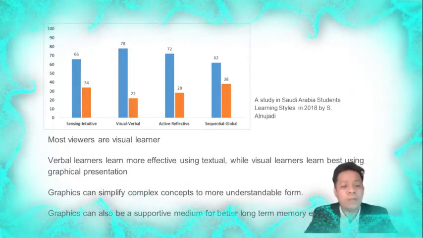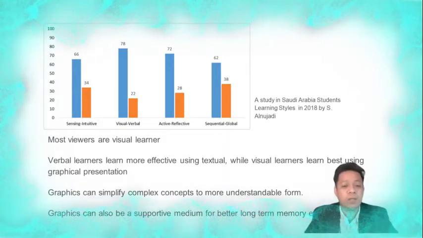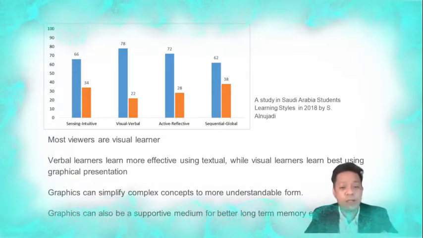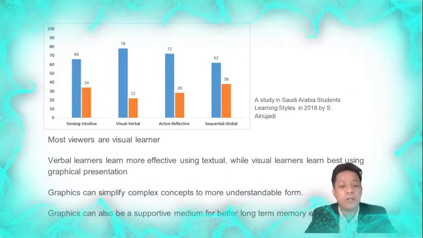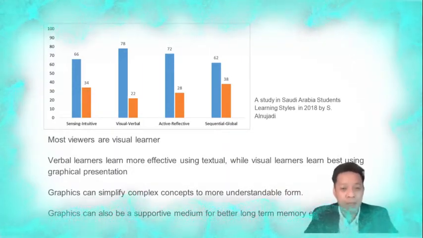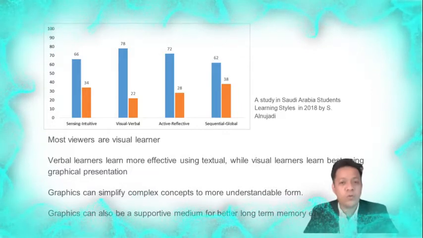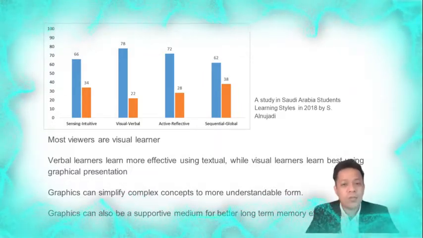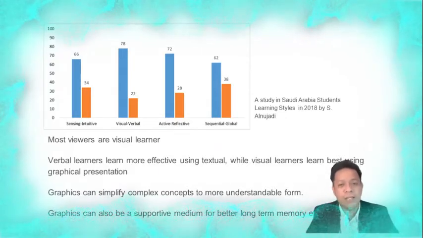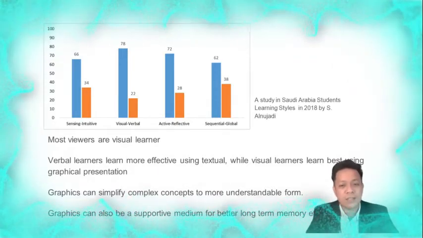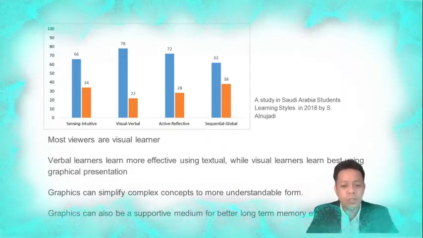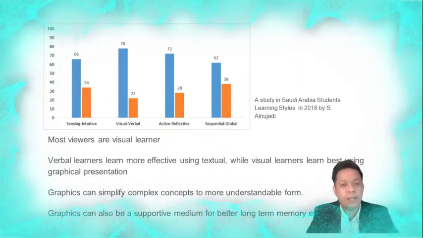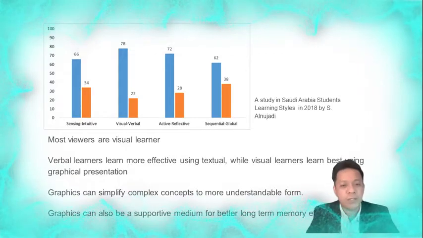Graphics can also simplify complex concepts into a more understandable form. Another reason we need graphics is that they support long-term memory, because you remember more when you use pictures. It is easy to transfer understanding through pictures compared to text. So this is basic research that we conducted, and this is the reason why graphics are important.